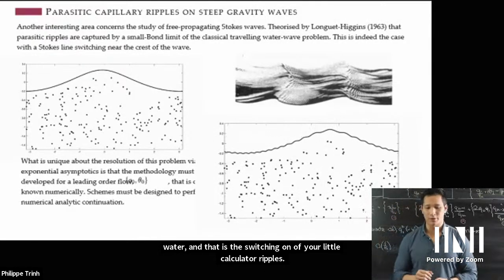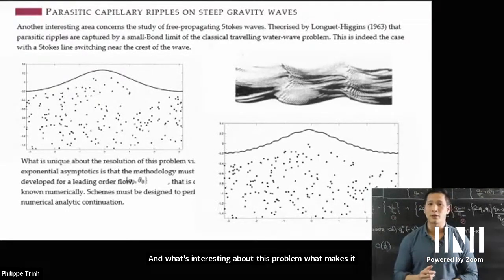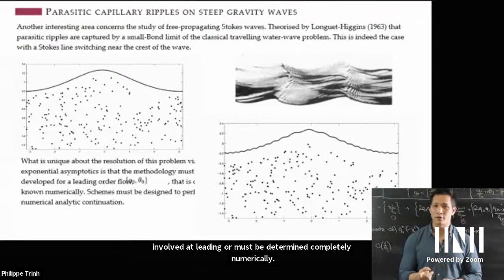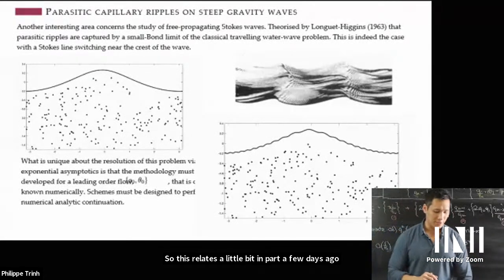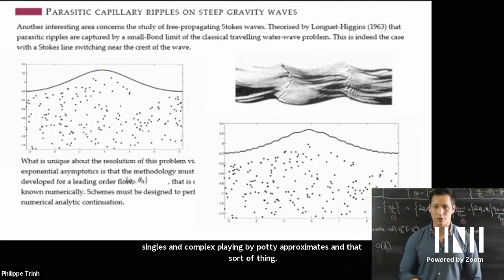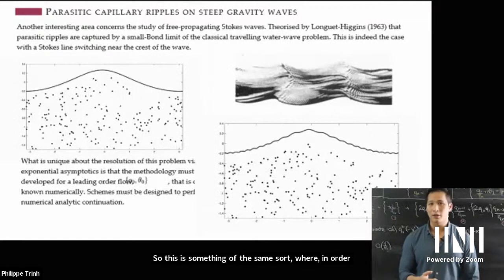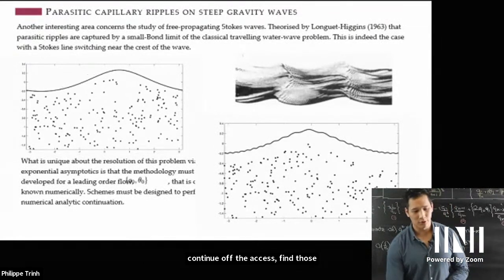And what's interesting about this problem, what makes it difficult, is that the Q naught and the theta naught that are involved at leading order must be determined completely numerically. So this relates a little bit in part. A few days ago, there was a lecture by Gerald Dunn where he talked about the need to develop schemes to find singularities in the complex plane by Padé approximants and that sort of thing. So this is something of the same sort, where in order to do the analysis, the exponential asymptotics, you have to know something about the singularities, but you only have a numerical solution along the axis. So you need to continue off the axis, find those numerical solutions, and go through with your scheme.